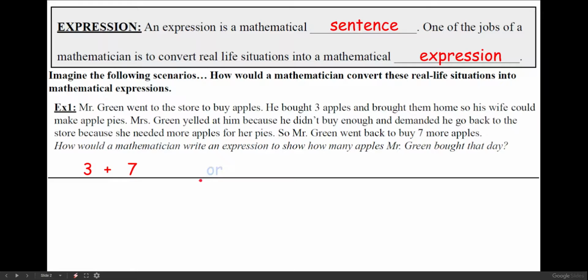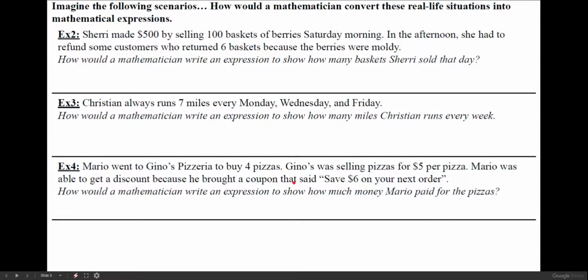Now, we can also write it another way. We can say if we're being asked to write an expression to show how many apples he bought that day, we can just say 10 because he went to the store and got 3 and 7, and you could simplify. So we'll learn about that in a moment. So 3 plus 7 or 10 are 2 ways a mathematician could write this expression. Let's take a look at another example.